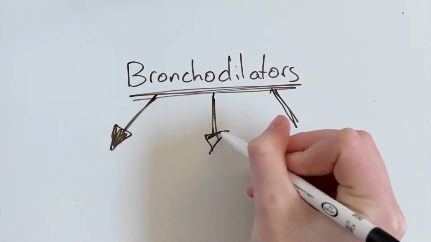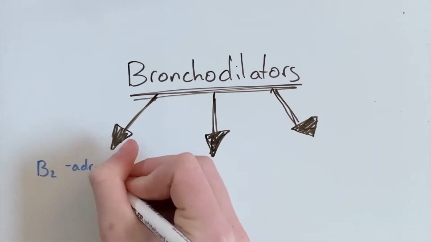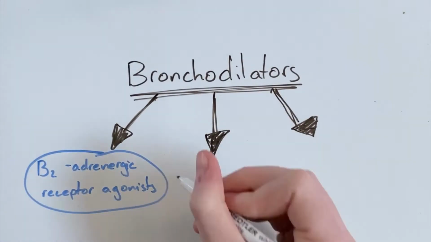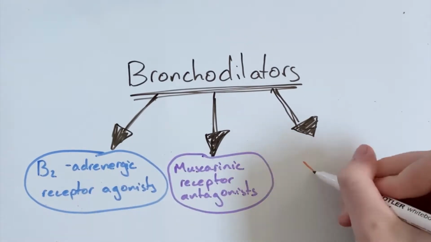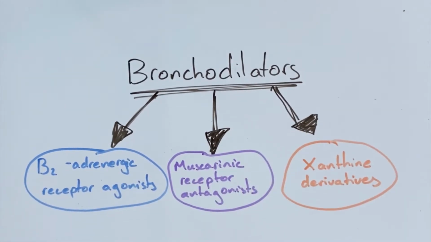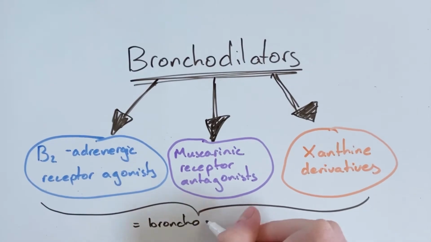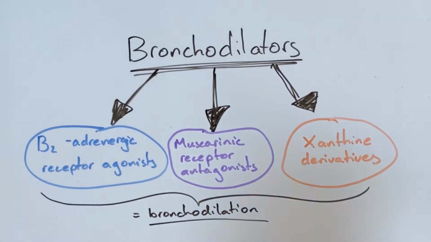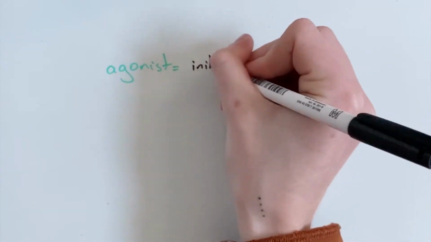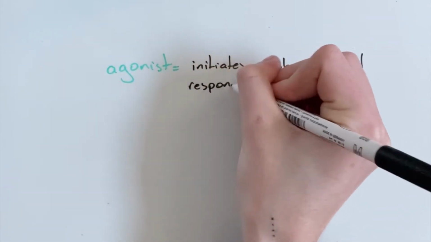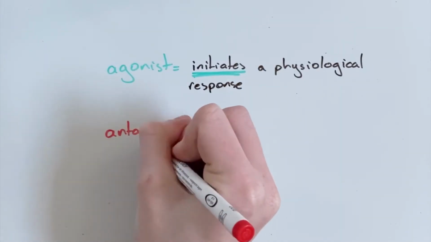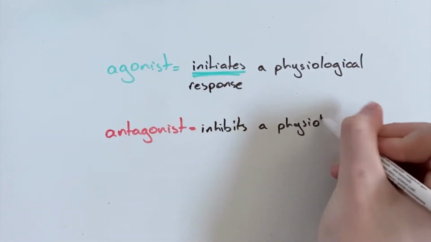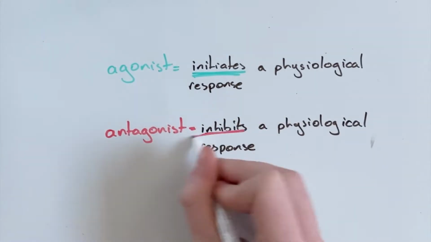There are currently 3 major classes of bronchodilators: beta-2 adrenergic receptor agonists, muscarinic receptor antagonists, and xanthine derivatives, each of which target a different pathway in the body to achieve the effect of bronchodilation. To understand how these 3 classes work, it is important to remember that an agonist is a chemical that binds to a receptor to initiate a physiological response, whereas an antagonist is a chemical that binds to a receptor to prevent a physiological response.